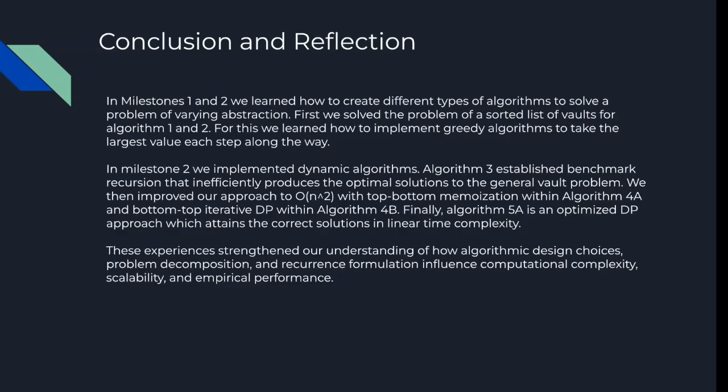Milestone 2 further strengthened this through the implementation of dynamic programming to solve the general volt problem, demonstrating how leveraging optimal substructure and overlapping subproblems can transform exponential searches into efficient polynomial and linear time solutions. The progression from the baseline recursive solution of Algorithm 3 to the memoized 4a algorithm, iterative 4b algorithm, and optimized linear traversal Algorithm 5 bridged the conceptual gap between brute force search and optimized dynamic programming, revealing how problem decomposition and recurrence formulation influence both asymptotic complexity and empirical performance.